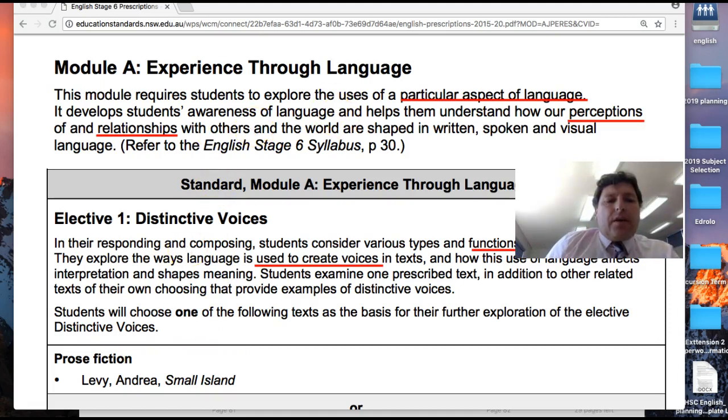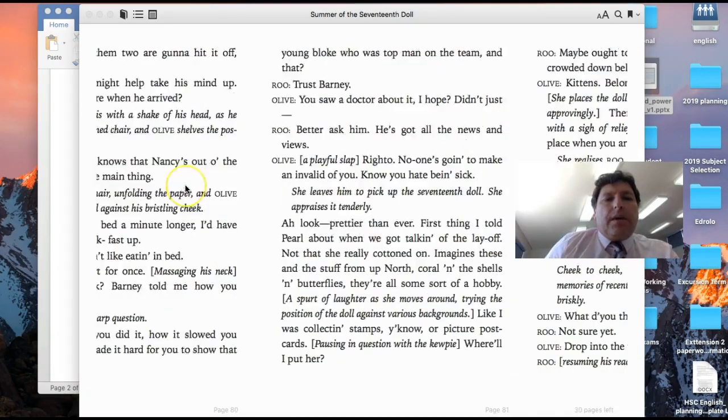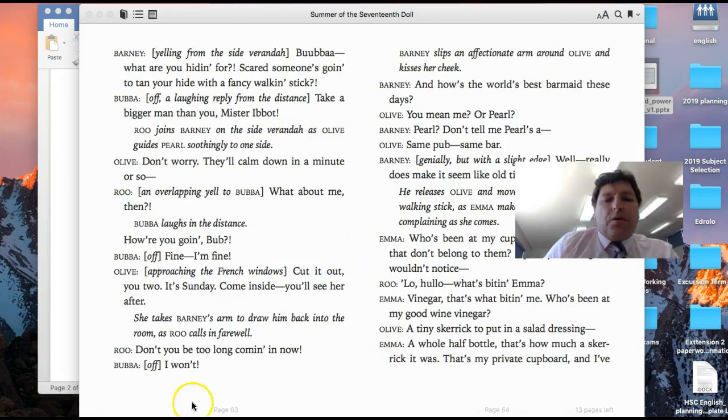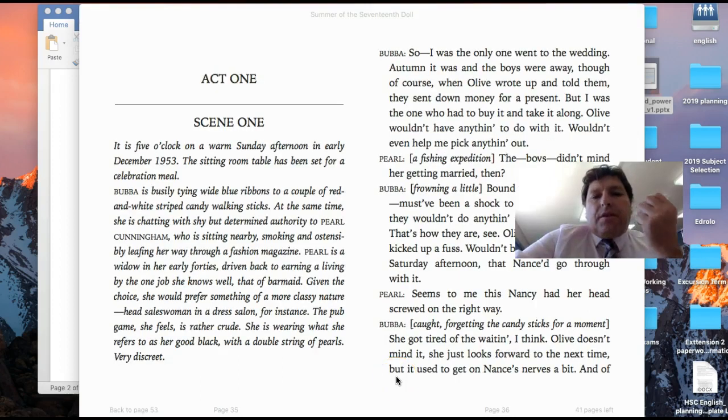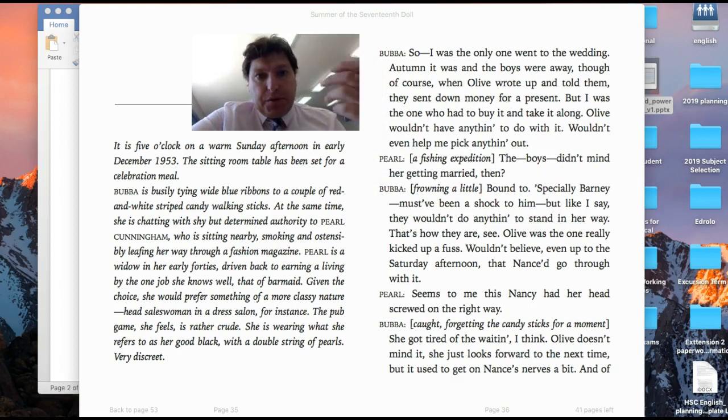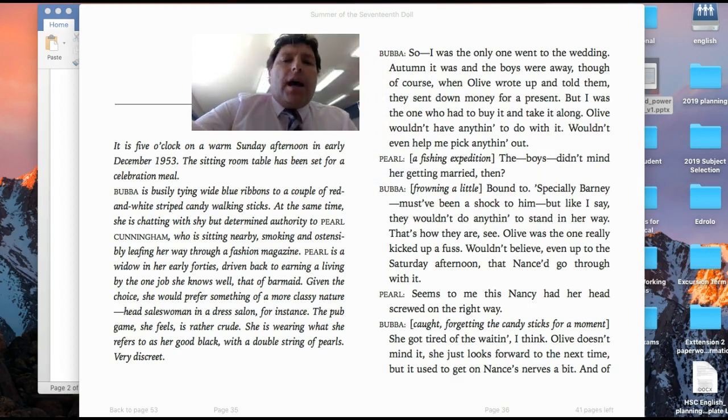So let us now consider the play itself. Here we have Summer of the 17th Doll. And the play opens, of course, with the girls getting ready for the boys to arrive. So when we first meet them, they are in the middle of a conversation. Bubba and Pearl are speaking, and Bubba is almost giving us a narration, a catch-up, if you will. Given that this is actually the third part of a trilogy, despite the fact that it was the first play produced in the trilogy, it's still the third part of the story.